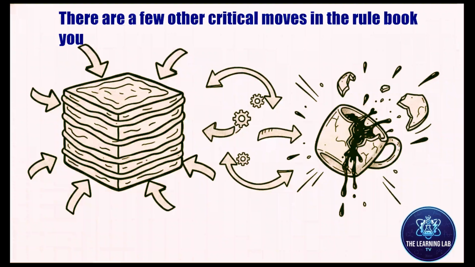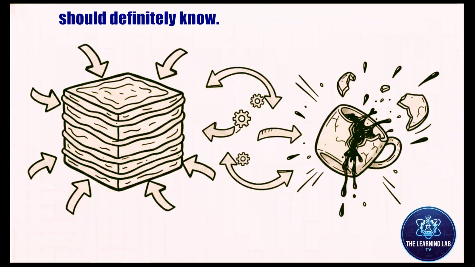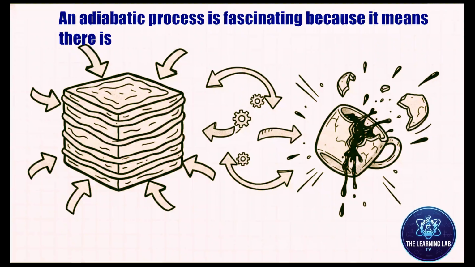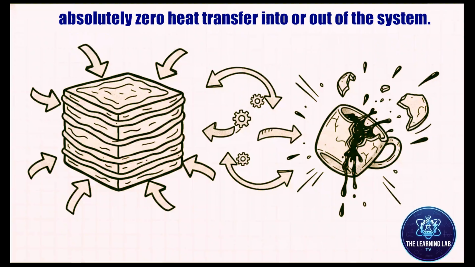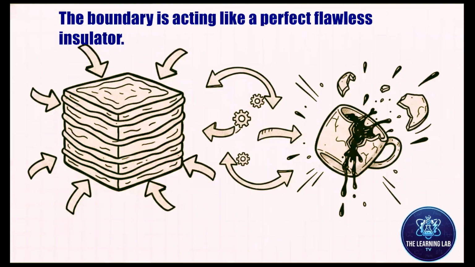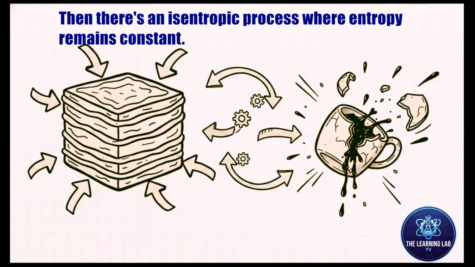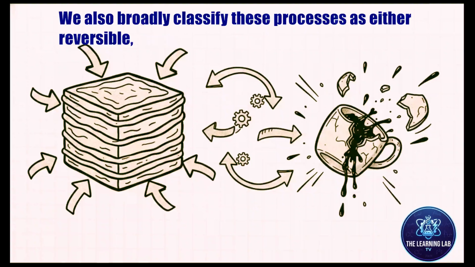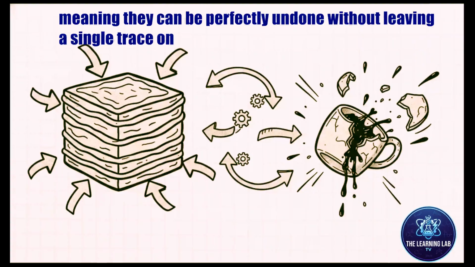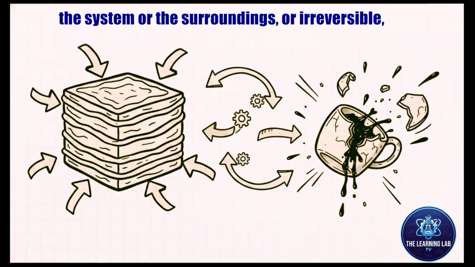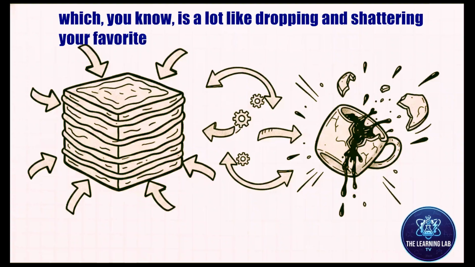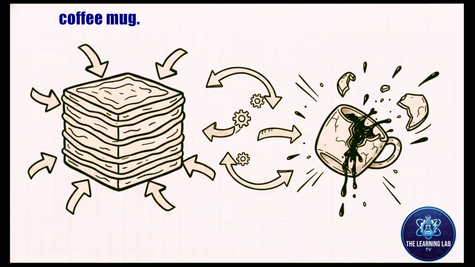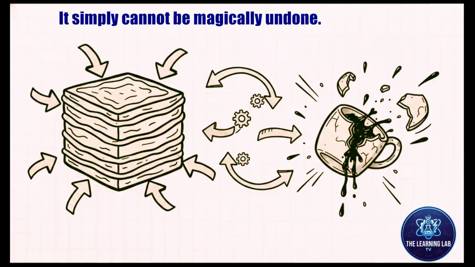There are a few other critical moves in the rulebook you should definitely know. An adiabatic process is fascinating because it means there is absolutely zero heat transfer into or out of the system. The boundary is acting like a perfect, flawless insulator. Then there's an isentropic process, where entropy remains constant. We also broadly classify these processes as either reversible, meaning they can be perfectly undone without leaving a single trace on the system or the surroundings, or irreversible, which is a lot like dropping and shattering your favorite coffee mug. It simply cannot be magically undone.